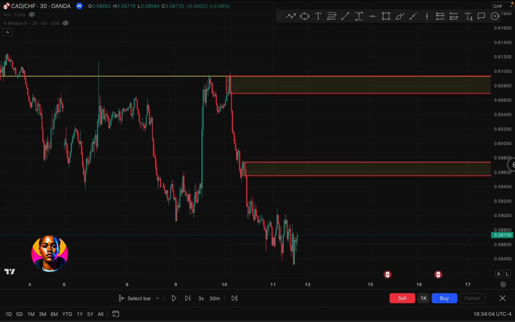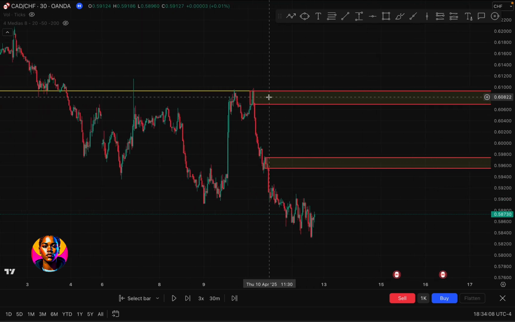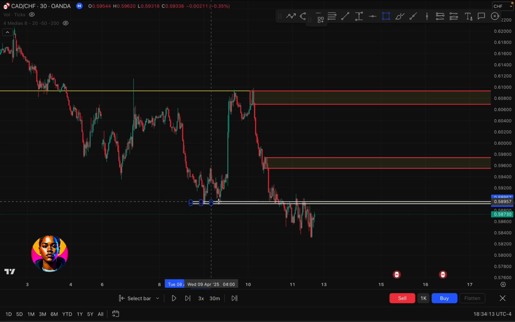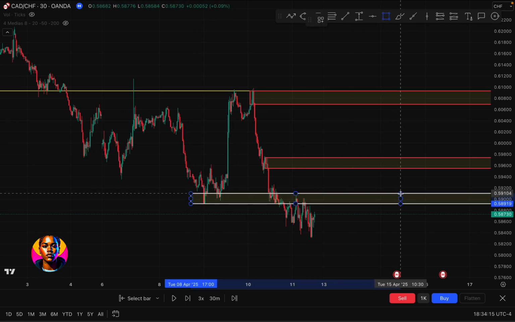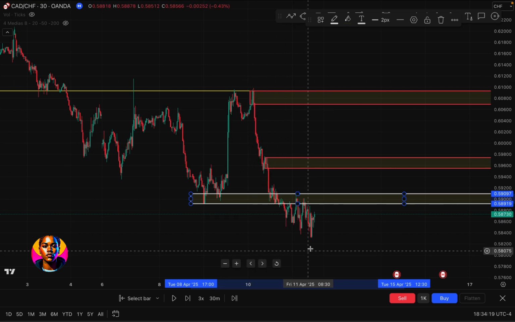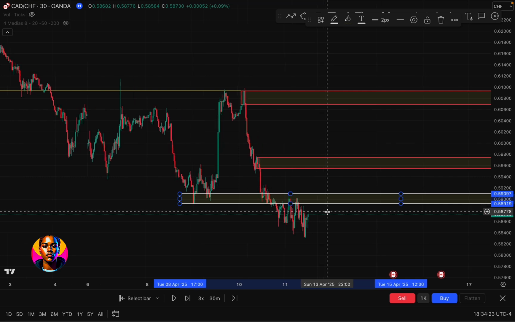All right, so the 30 minutes looking like this. So I see that we're making lower lows, lower highs. This is the last low we made in the market before price made a new low, which is right here. So now this is an area where you can sell off of a break and a retest.